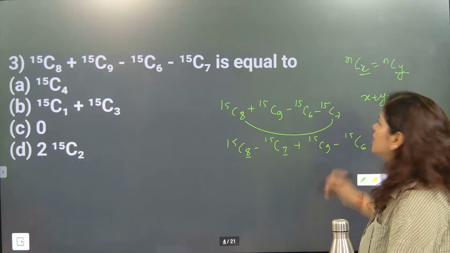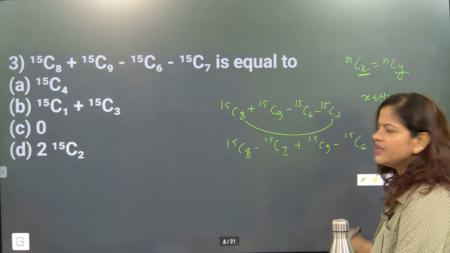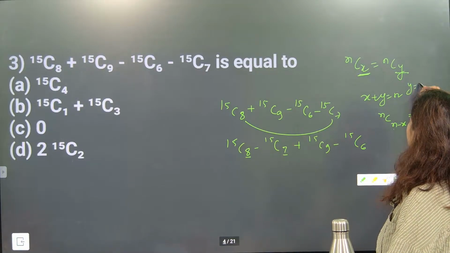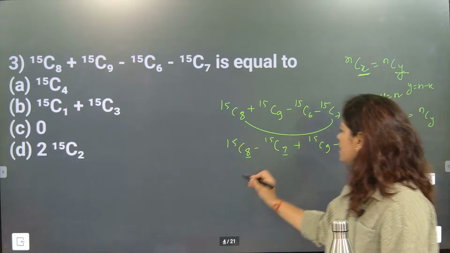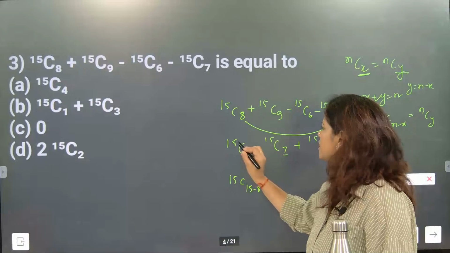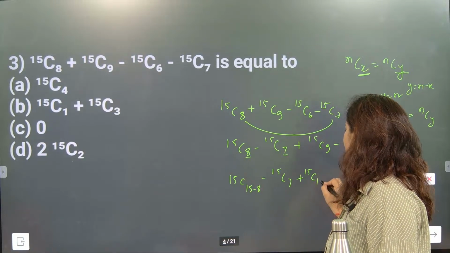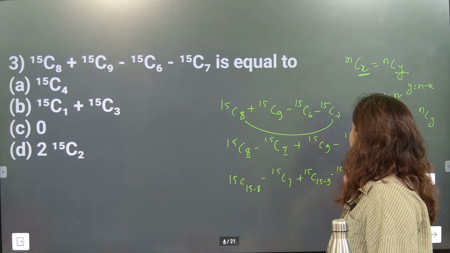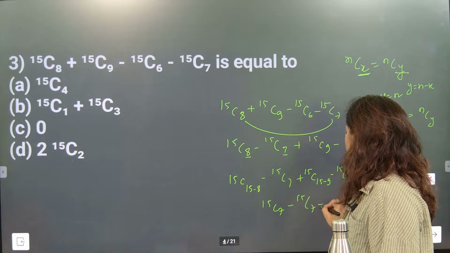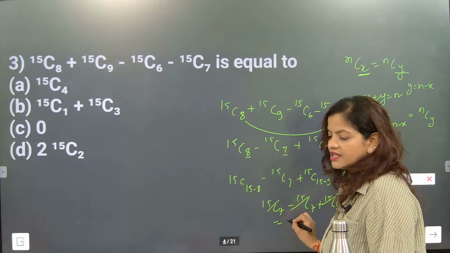Understood? So rather than writing x, what can we write? nC(n minus x). Then only it will be equal to nCy. N minus x, if you do, is it equal to y or not? So here 15C(15 minus 8) minus 15C7 plus 15C(15 minus 9) minus 15C6. So here 15C7 minus 15C7 plus 15C9 minus 15C9. This cancels, answer is coming as 0.